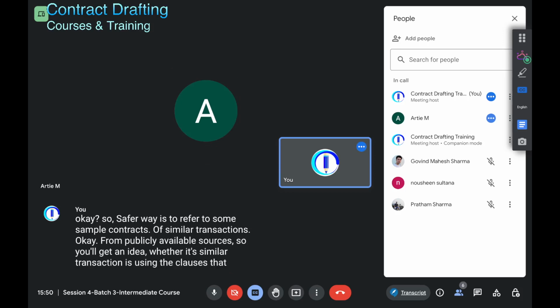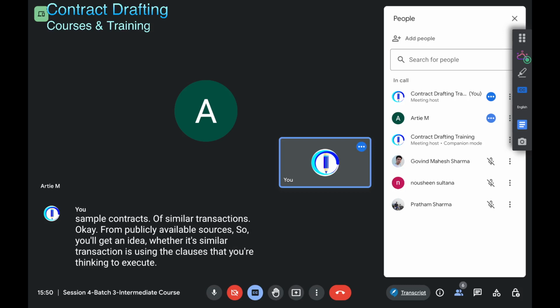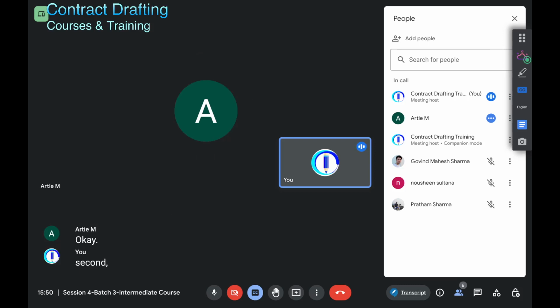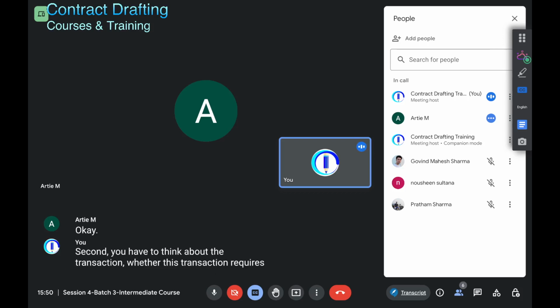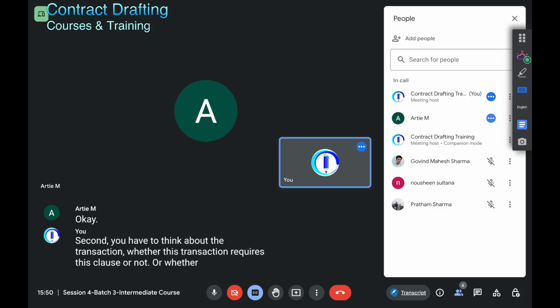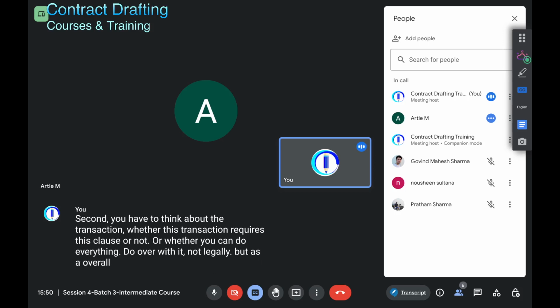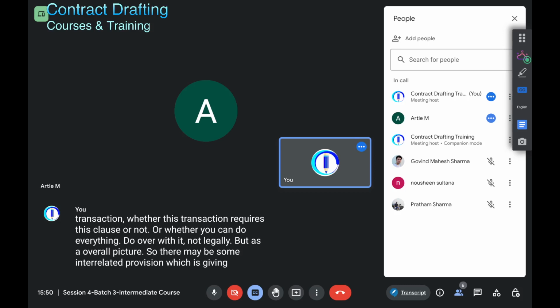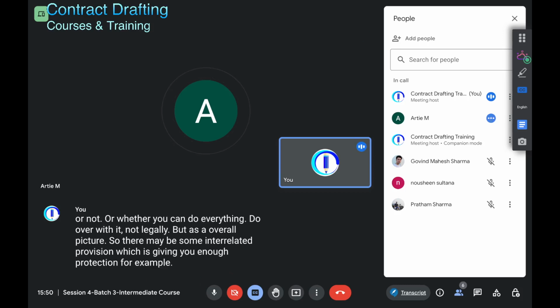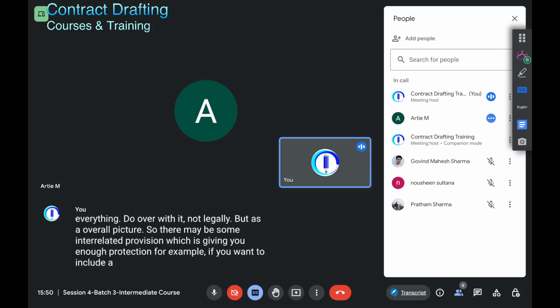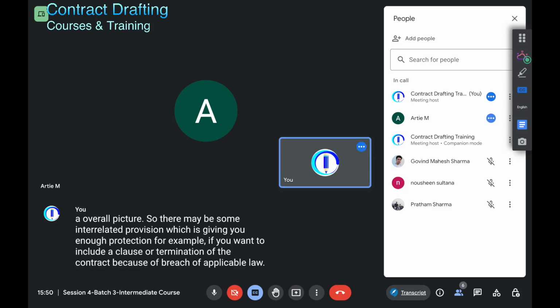Second, you have to think about the transaction, whether this transaction requires this clause or not, or whether you can do away with it. Do away with it, not legally, but as an overall picture. So there may be some interrelated provision which is giving you enough protection. For example, if you want to include a clause on termination of the contract because of breach of applicable law, you want to have a specific provision on that.